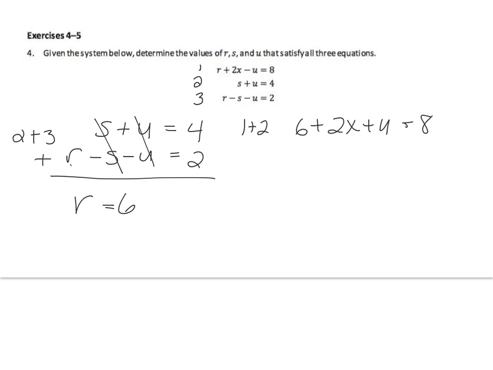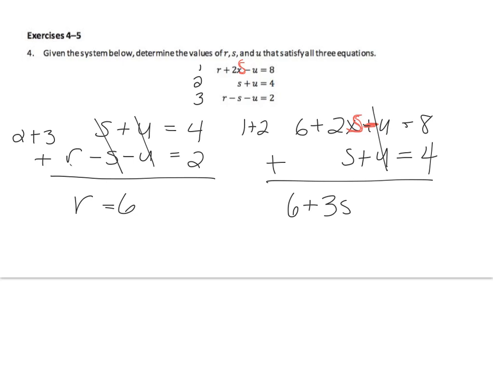And s plus u equals 4. There's a typo here. That should be an s. We are not doing equations with 4 variables. Okay, and this should be a minus. So that'd be 6 plus 2s minus u equals 8. We're going to add these together. I have 6 plus 3s, the u's cancel, equals 12.